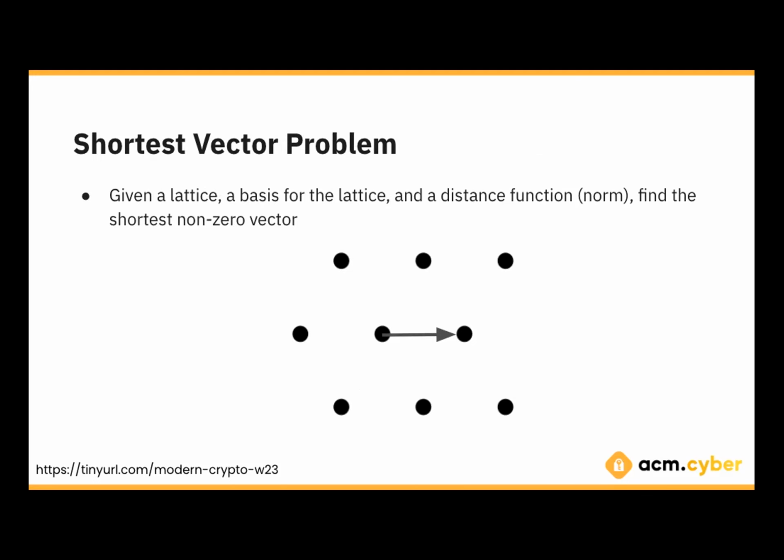So given a lattice and a basis for this lattice and a distance function, which is also known as a norm, which calculates the distances between points, you want to find the shortest non-zero vector, which means minimizing this distance function.